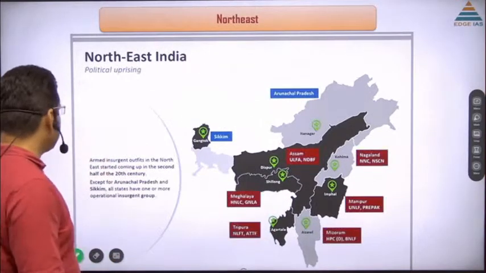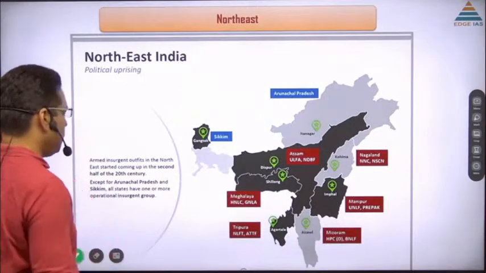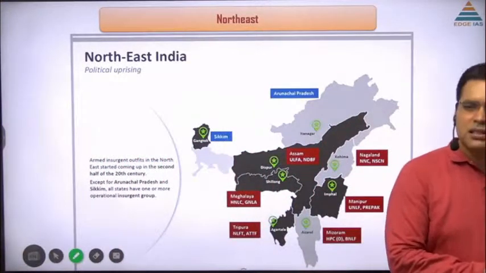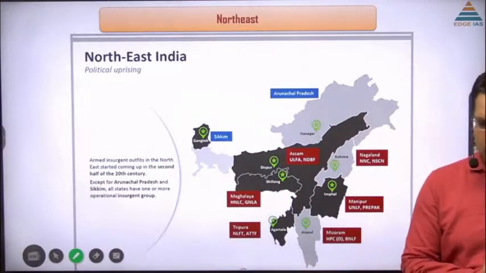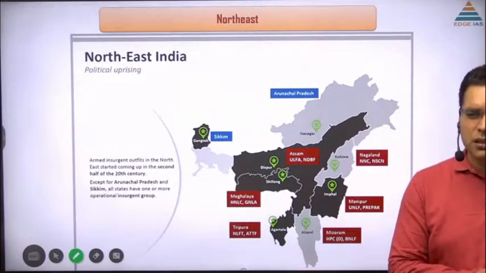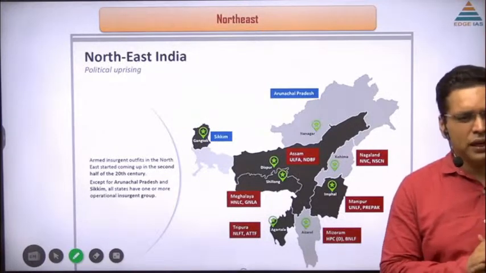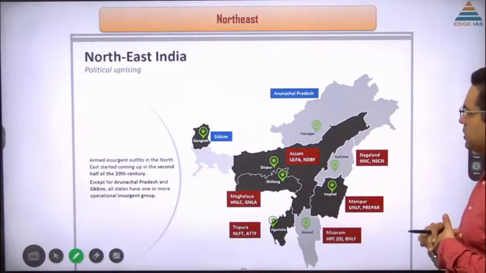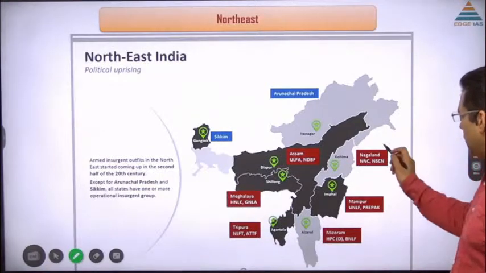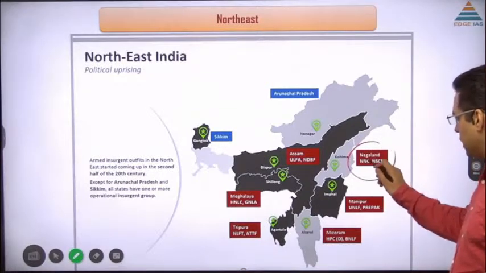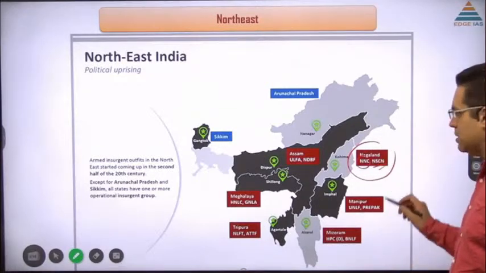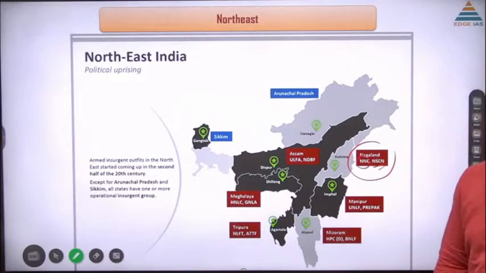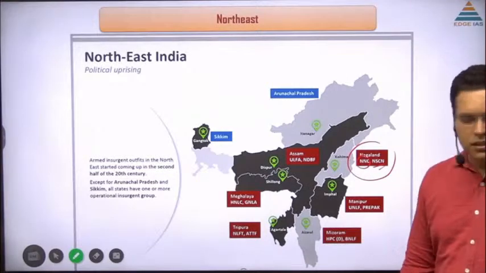Then as we look at the insurgency, the armed insurgents, broadly, there are effectively hundreds of armed insurgent movements right now in the Northeast. But broadly, there are 4 or 5 movements or insurgency groups which we can classify as the major irritants in this area. So one major irritant, if I start with Nagaland, is the NSCN. NNC was the older one, the NSCN is the main body. NSCN is National Socialist Council of Nagaland. So these are insurgency groups.